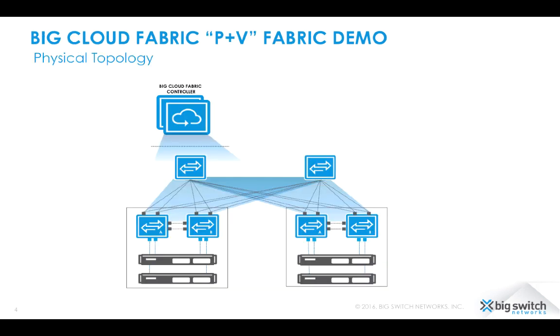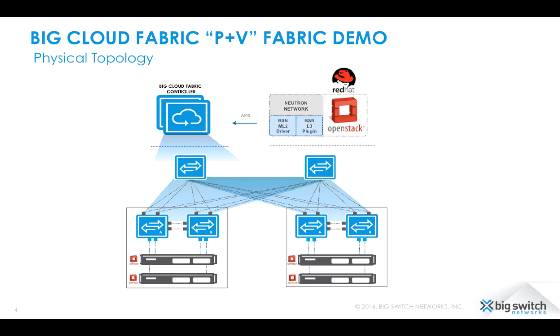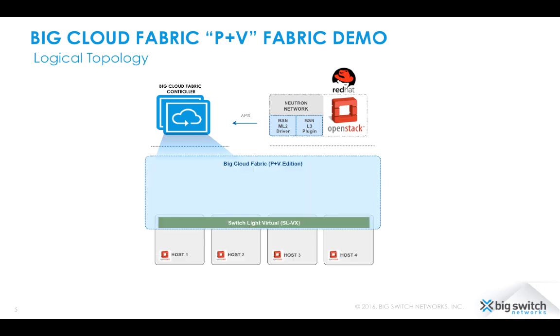To demonstrate that, I will be using a BCF 2-rack topology with 4 compute hosts, which are part of the Red Hat OpenStack Platform, RHOSP, OpenStack cluster. As part of initial deployment, the OpenStack cluster is installed with Big Cloud Fabric plugins for OpenStack Neutron, with SwitchLite Virtual installed on all the OpenStack compute nodes.